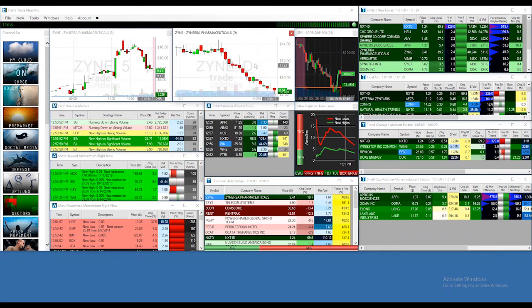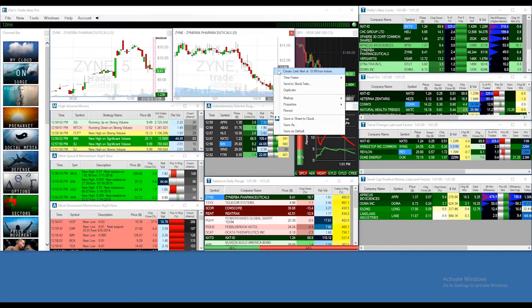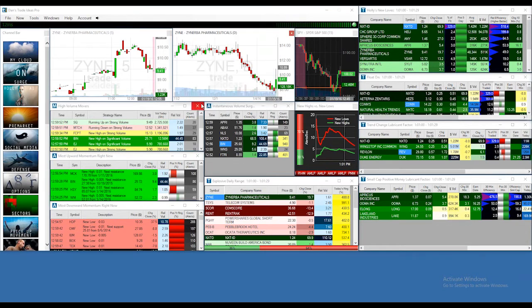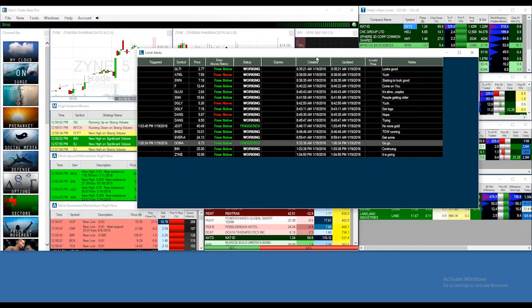Pharmaceuticals, and again, let me just go all the way to today, and I'm going to zoom out a little bit. So here you can see how this traded all the way up here and then sold off at the end. Well, I'm going to know if this trades again above the high. I'm going to say it is going. So now I instantly have an alert for ZYNE, and here it is.